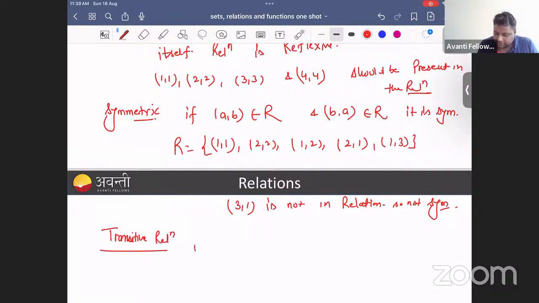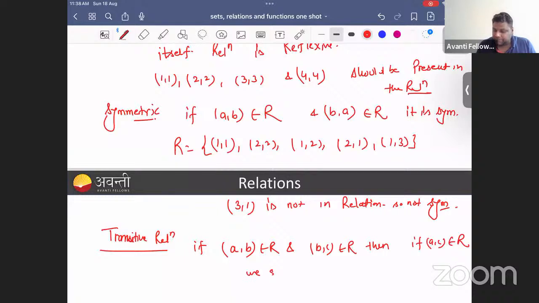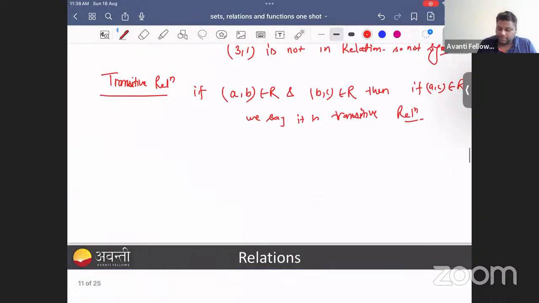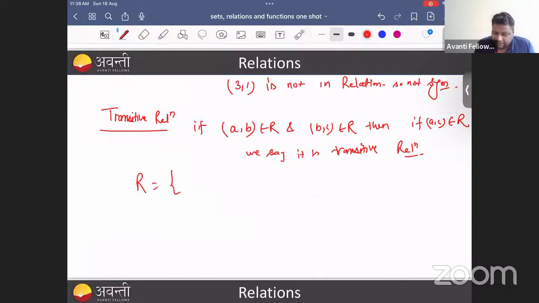Transitive relation. If (A, B) belongs to R and (B, C) also belongs to R, then if (A, C) also belongs to R, we say it is a transitive relation. Got it? Like there is a relation R, if I write (1, 1), (2, 2), (1, 3), (3, 2), (1, 2).